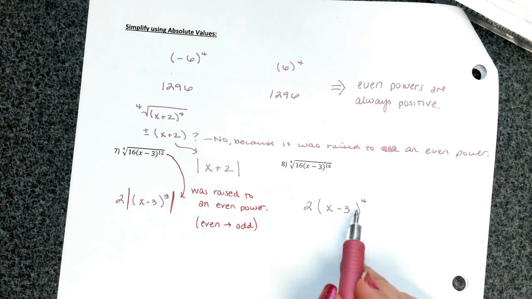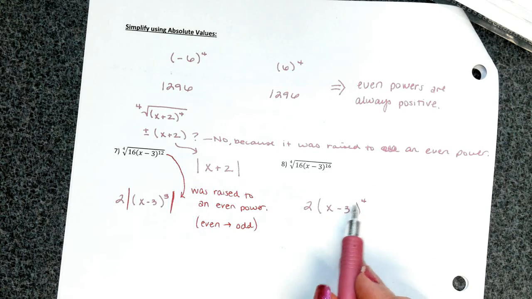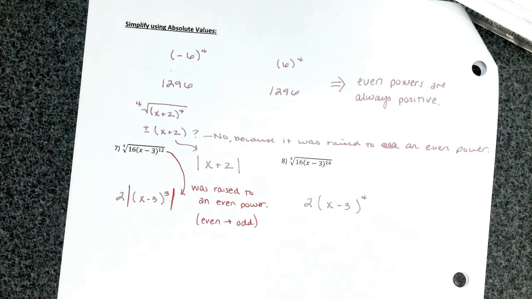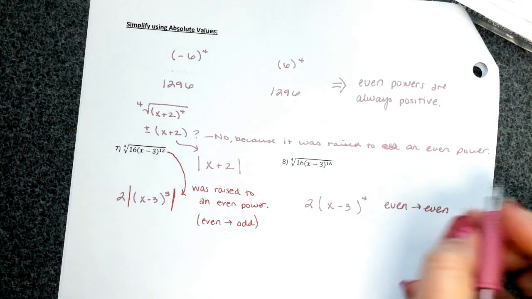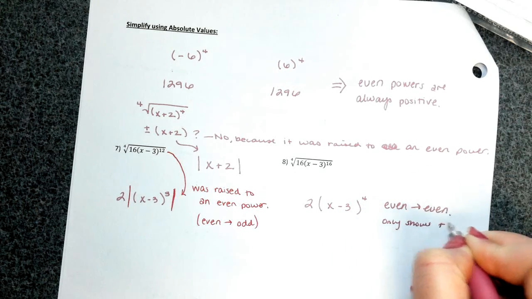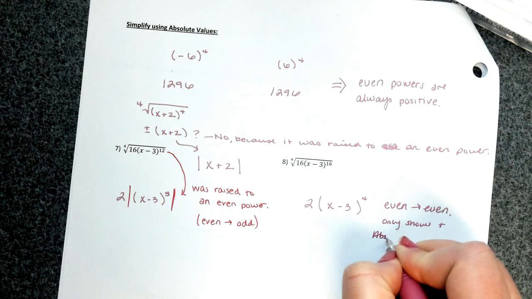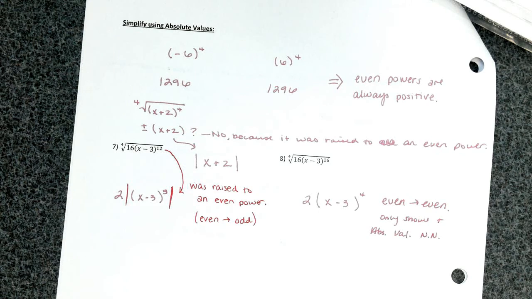This is still going to show up even, because it's even, it will show up positive. Because this is even, this will also show up positive. It's not necessary to have absolute value bars because it's already raised to an even power. It's going to be positive. Do you see the difference? So this one was even to even, which only shows positives. And then the absolute values are not necessary. So absolute value bars are not necessary there.